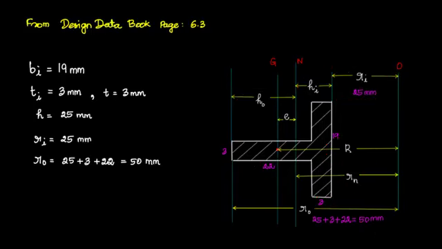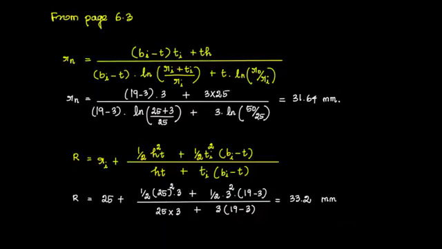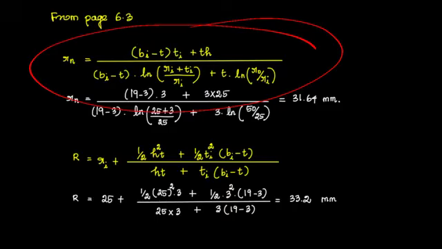In the same page 6.3 itself, there will be the formula for capital R and small rn. For small rn, there is a formula which includes all the notations Bi, Ti, T, H, that is, the total width of the cross section, then Bi. All the values you know already from the diagram, and by matching your diagram with page number 6.3, you can get all the dimensions by simply substituting them in the formula given on page number 6.3. You can calculate the Rn value.